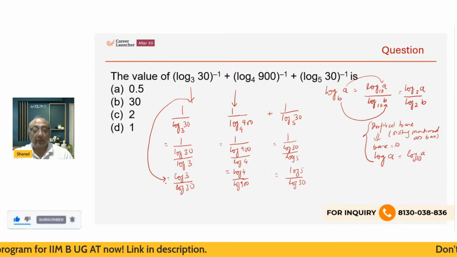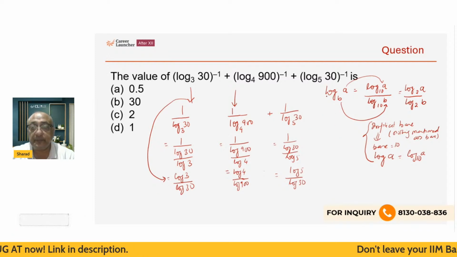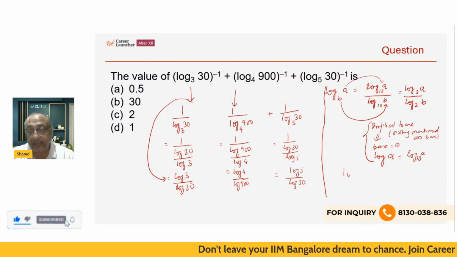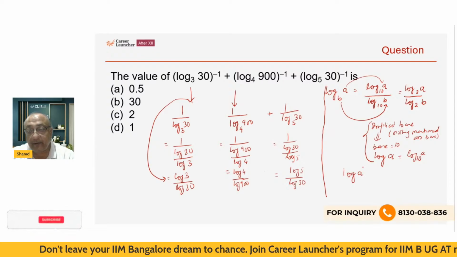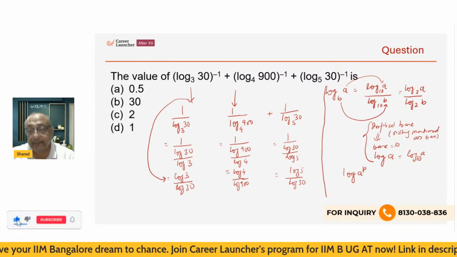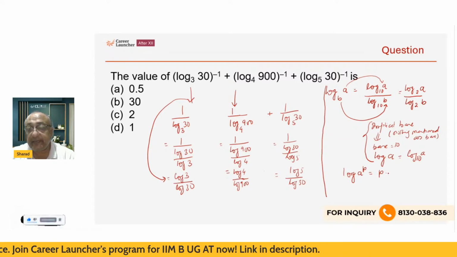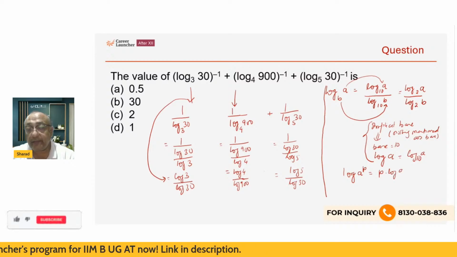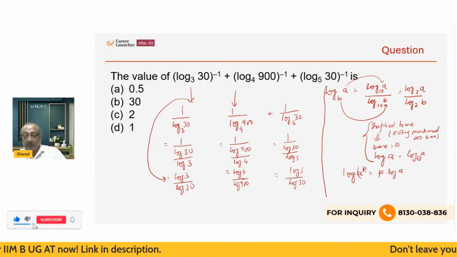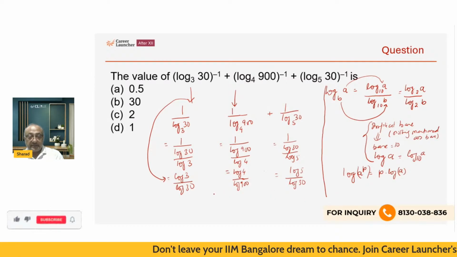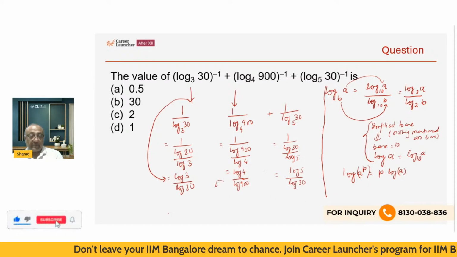Now there is one more concept which we will use here. This place I am taking for the concept. If it is log a raised to the power p, whatever be the base, this will become p times log of a. This power will come outside as a multiplier. Over here in this part, I will write this in black.